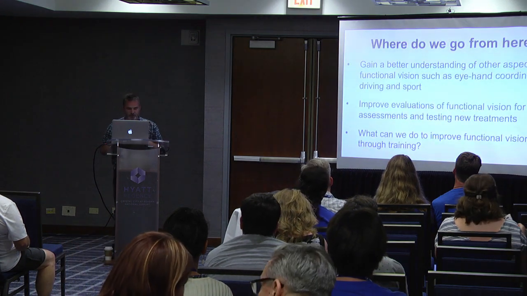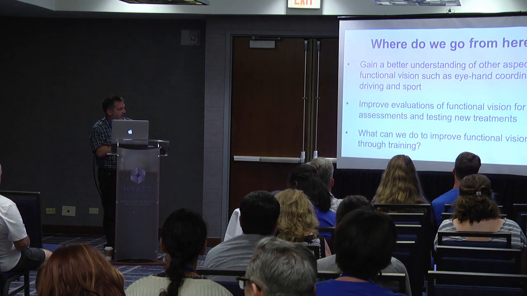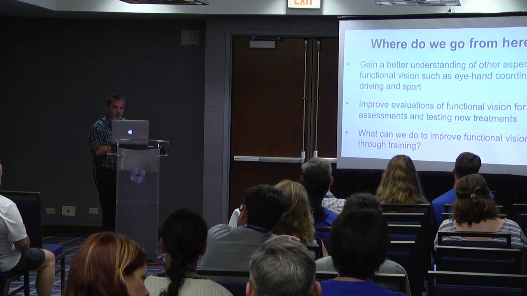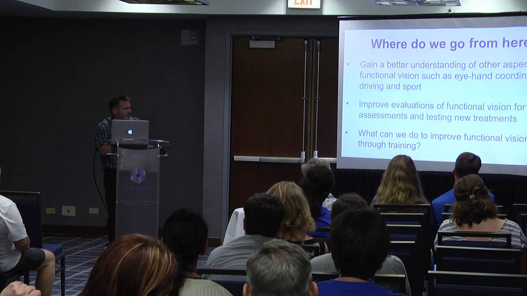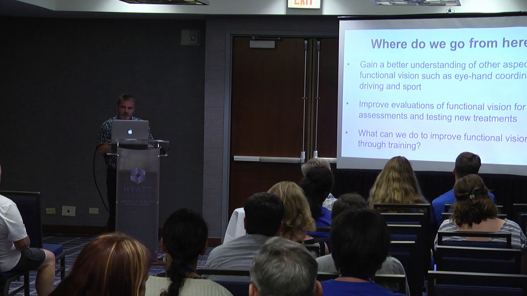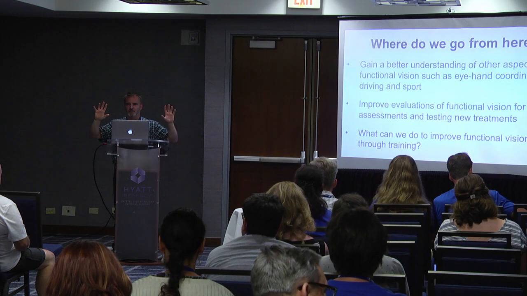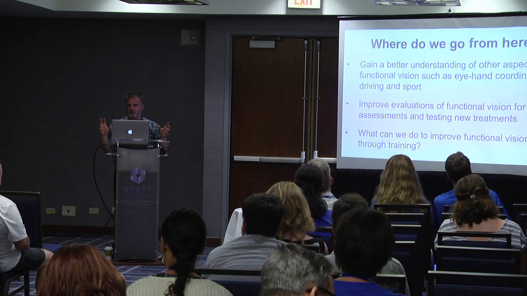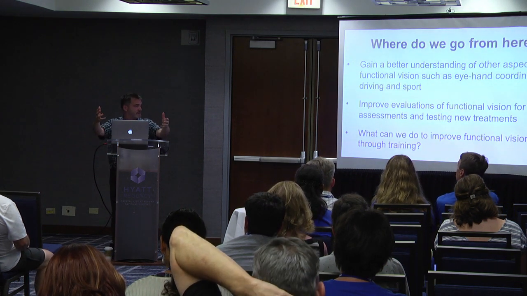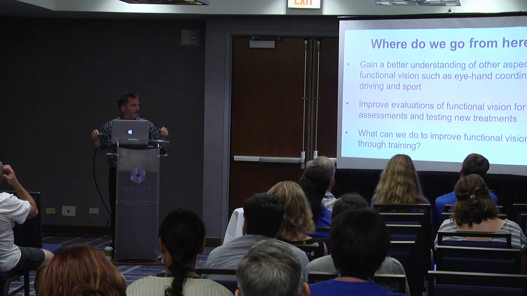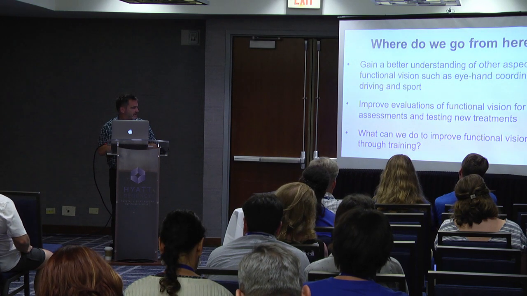And where do we go from here? Well, I think we need to gain a better understanding of other aspects of functional vision. Things like eye-hand coordination and driving and sport have had very little work done on them. I think we need to improve the evaluations of functional vision in clinical assessments. Really, the type of stuff that you get done in the clinic has very little relevance when it comes to functional vision. Okay, there are aspects of it that are important, but they really don't give an idea of time to see, for example, or of dealing with complex visual scenes. So we need to develop methods to assess that in a clinical setting.